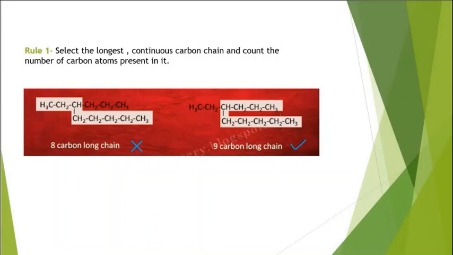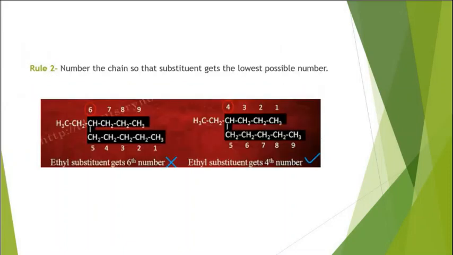So the first thing that you have to do while naming an organic compound is select the longest continuous carbon chain and count the number of carbon atoms present in it. After doing that, the second rule you have to follow. What is the second rule? You have to number the chain so that the substituent gets the lowest possible number. You have to give numbers to these carbon atoms. For example, you can see here the substituent is an ethyl group, which hangs on the parent hydrocarbon. This is the black area. This is the parent hydrocarbon.